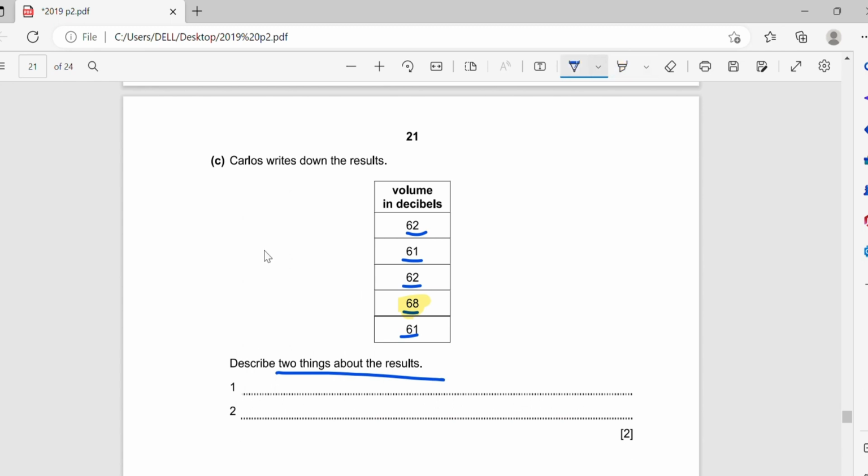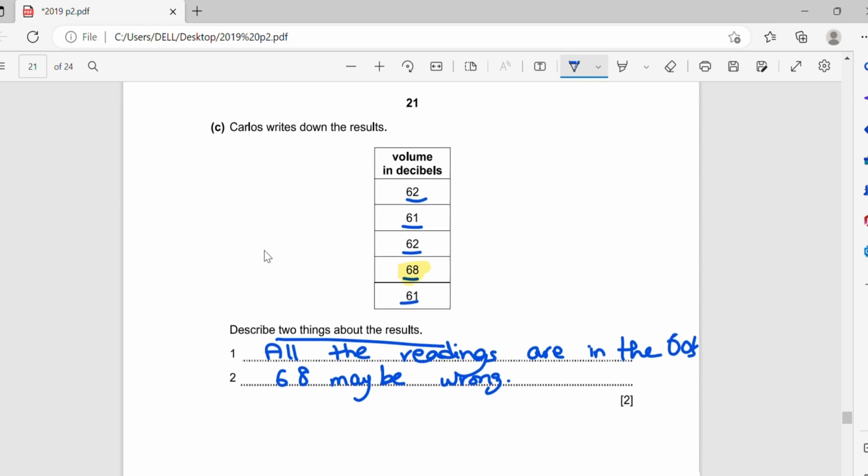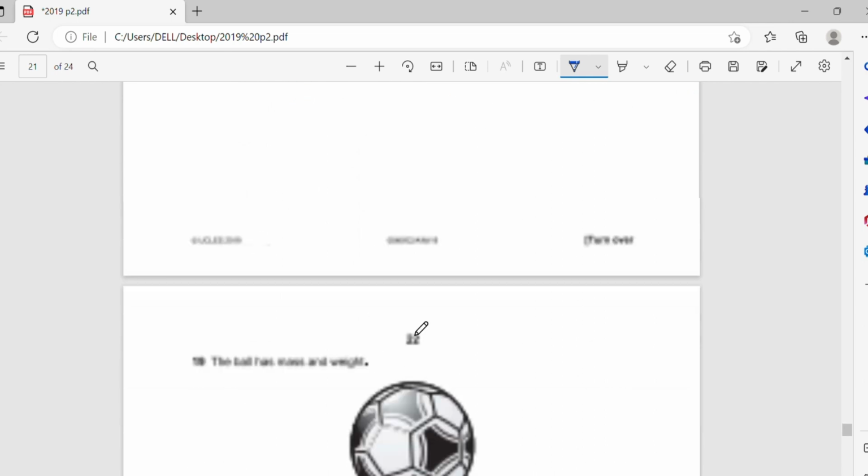So the answer is: all the readings are in the 60s, where 68 may actually be wrong. If someone else said that 68 is the highest and 61 is the lowest, okay, that is also considered a correct answer.